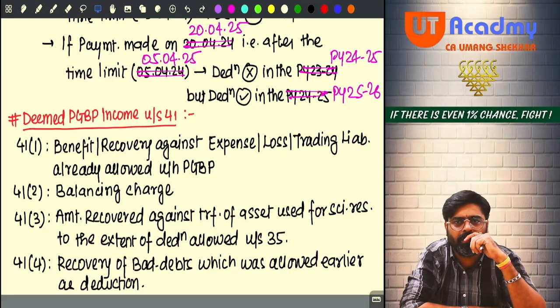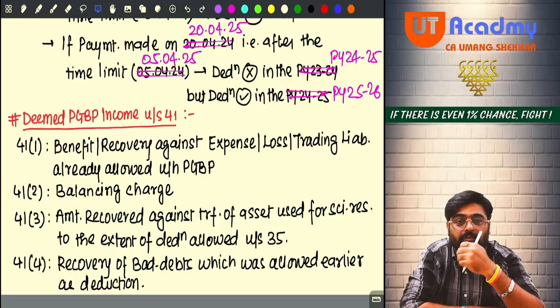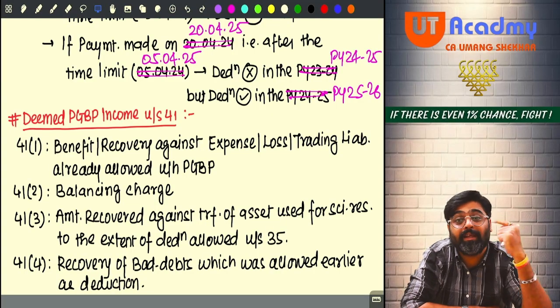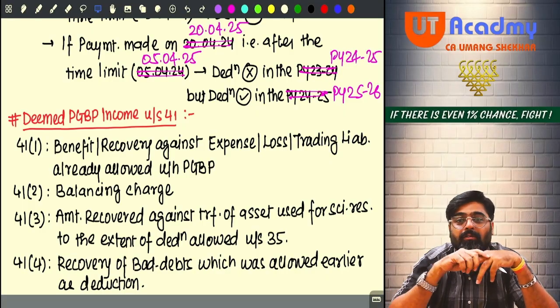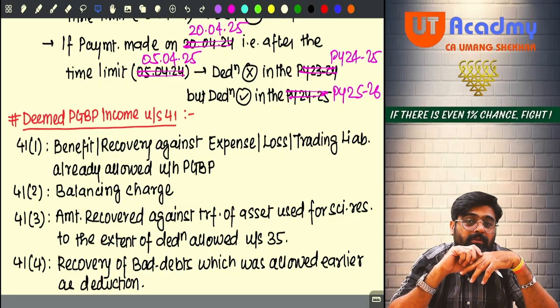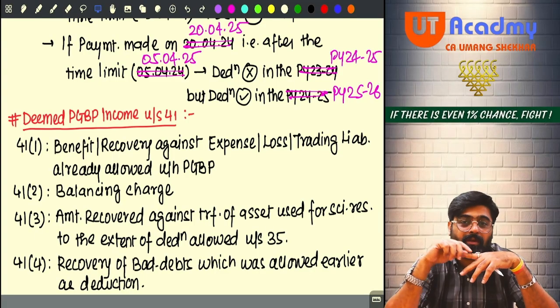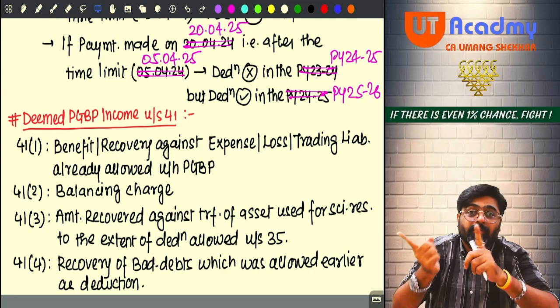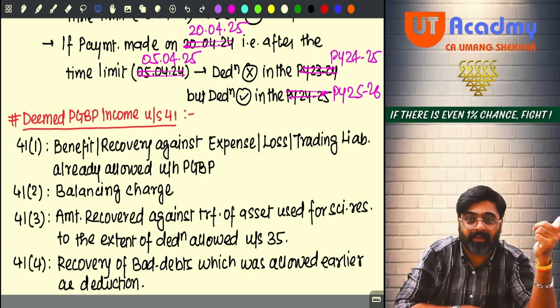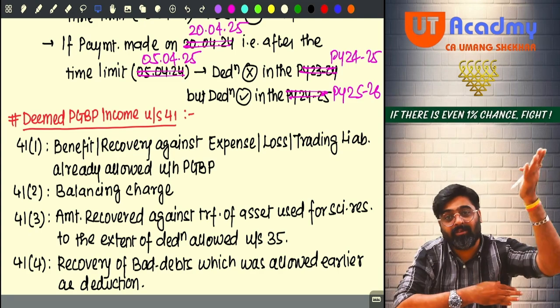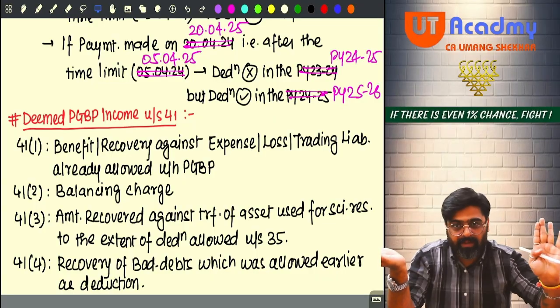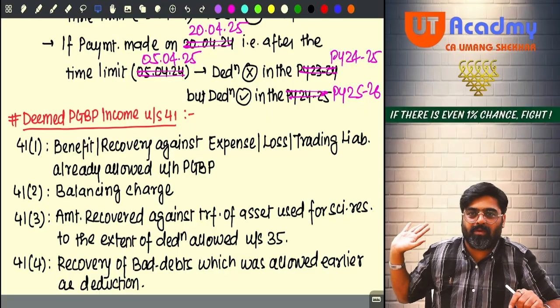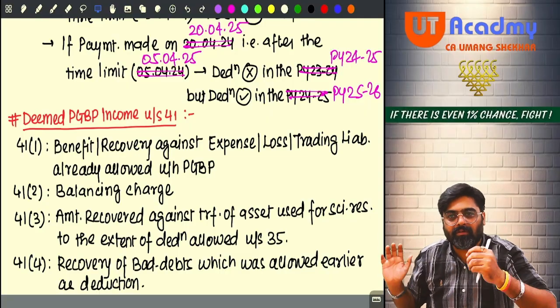It was allowed. But fortunately you took the insurance of the stock, and the insurance company gave you 8 lakh rupees against this loss. So your net loss should be how much? 2 only. You should have claimed 2 only. How much you claimed? 10. So reverse 8. Treat this 8 as your deemed PGBP. So 10 allowed, 8 deemed PGBP, 2 will remain allowed. And that is your loss.